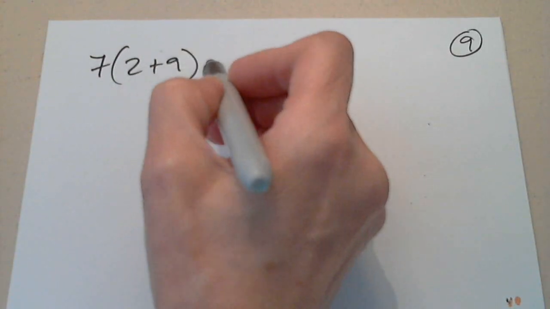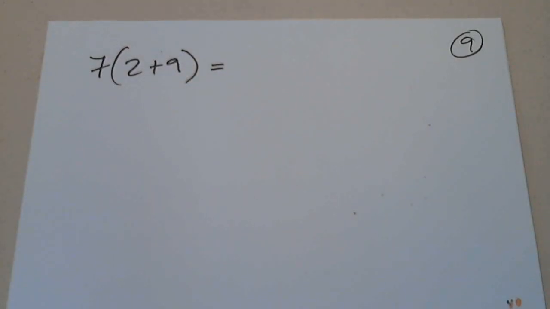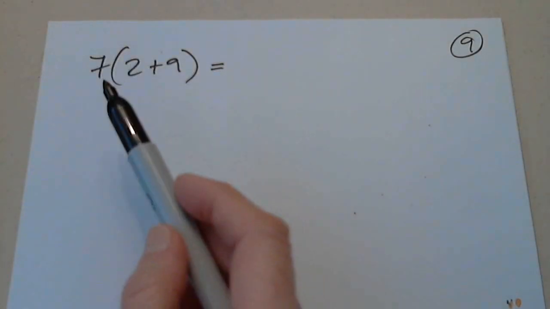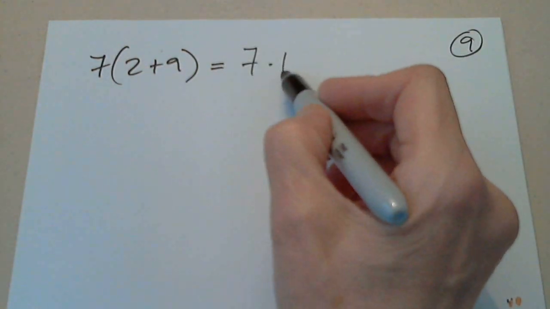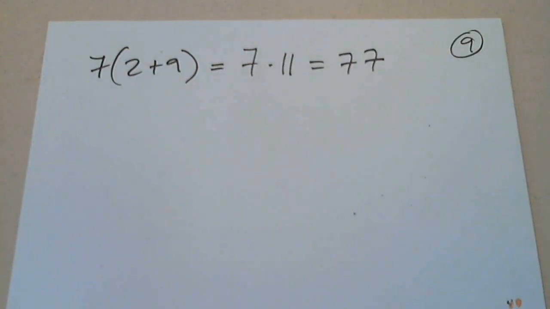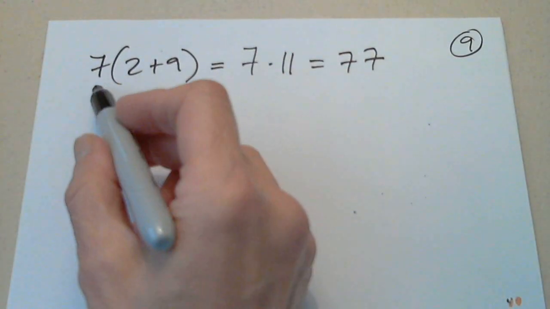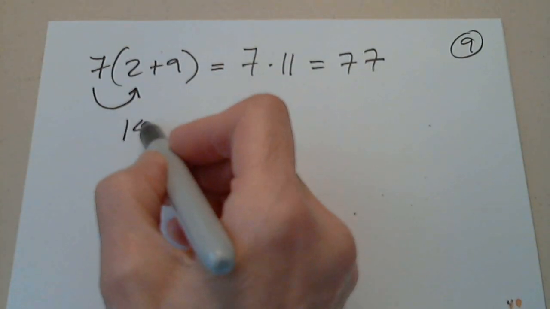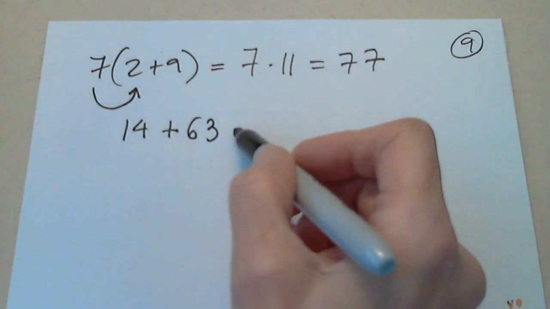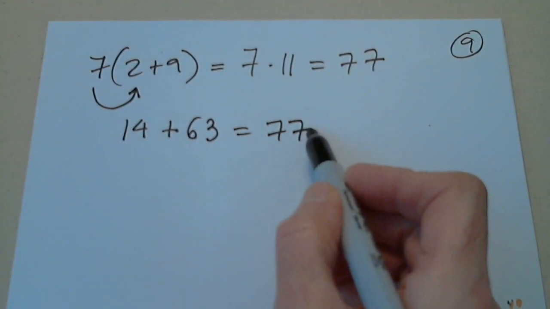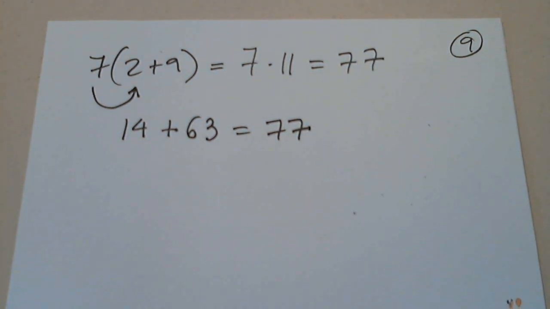In this situation, 7 times (2 plus 9). Because I can perform this operation and I get 11, I will write 7 times 11 and get 77. Yes, of course, I will get the same thing if I distribute. If I distribute 7 to 2, I get 14, and then plus 7 times 9, which is 63. And when I add these two, I still get 77. So I illustrated the distributive law.